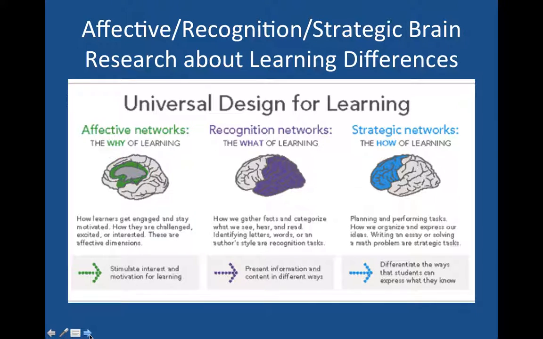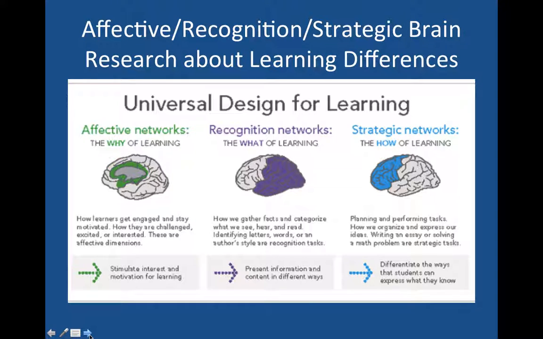As I said before, there is research about UDL, about the learning differences in the brain. There are three areas, three different networks that exist within the brain. And in UDL circles, they call those the why, the what, and the how of learning. So, with affective networks, the why of learning, that's how learners get engaged and stay motivated, how they're challenged, excited, or interested.